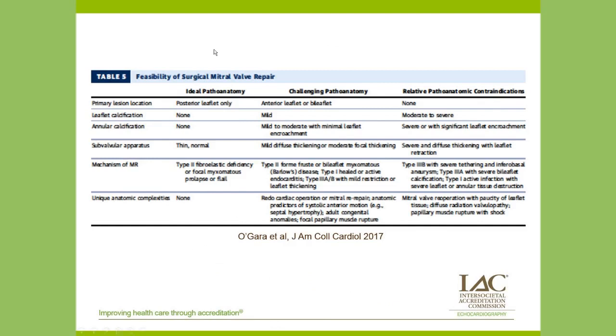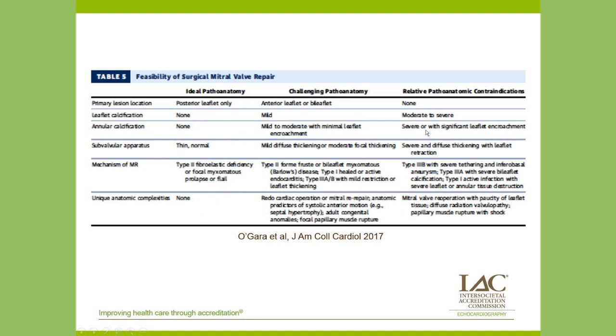Now, it also asks us in these new guidelines to look at the feasibility of surgical mitral valve repair. And I'm not going to go into great detail here, but in general, an ideal pathoanatomy is posterior leaflet only, minimal calcification of the leaflets in the annulus and the subvalvular apparatus, and the mechanism of MR is prolapse or flail. When you have this, you have a very repairable valve, and it would be a major catastrophe to have to get a replacement when these patients can be repaired.